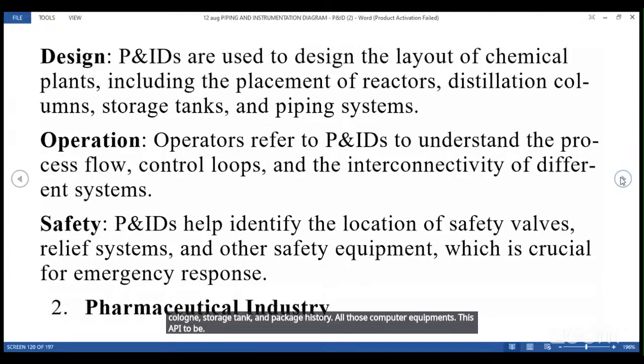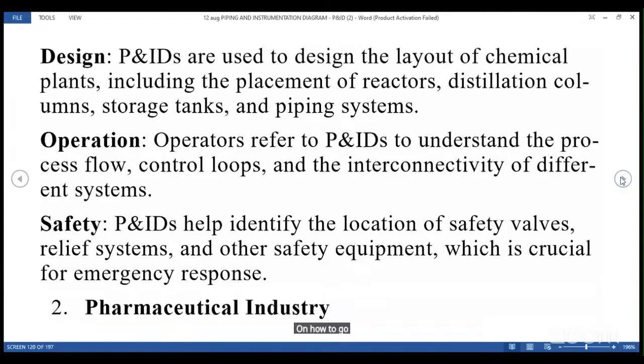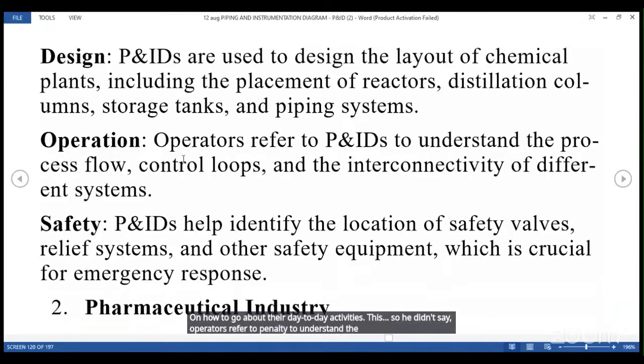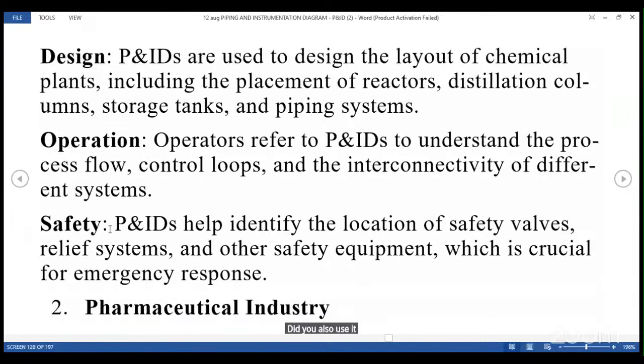Then during operation, after designing and after they have commissioned the project, they also use this P&ID to teach their operators as well as their maintenance team how to go about their day-to-day activities. Operators refer to P&ID to understand the process flow, the control loops, and the interconnectivity of different systems. They also use it to uphold their safety rules and regulations.